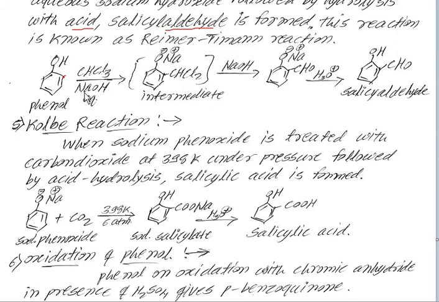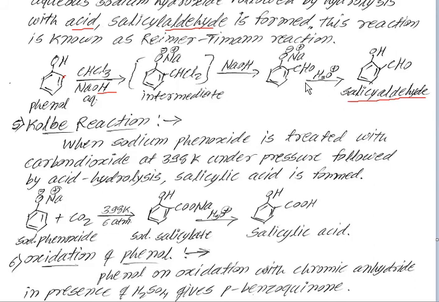Then with sodium hydroxide, NaOH, the hydrogen is replaced by the sodium atom, and that hydrogen combines with the OH to give a water molecule. Further, that intermediate reacts with NaOH, and we get O negative Na positive and CHO. Then after the acid hydrolysis with H positive ions, we get salicylaldehyde.